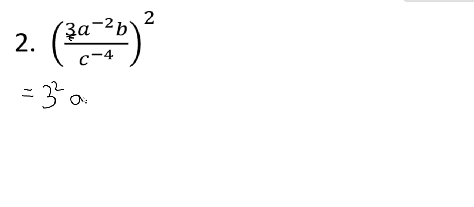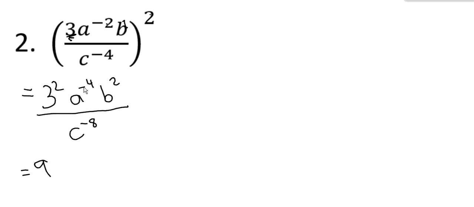And now the exponent has to be multiplied by 2, so that's a to the -4. Then I have b to the 1 multiplied by 2, 1 times 2 is 2, over c, -4 multiplied by 2 is -8. So again, anything that's an exponent is multiplied by 2. But the 3 is not an exponent. It's a number, so that's 3 squared. So now I'm going to do whatever math I can. So 3 squared is 9.